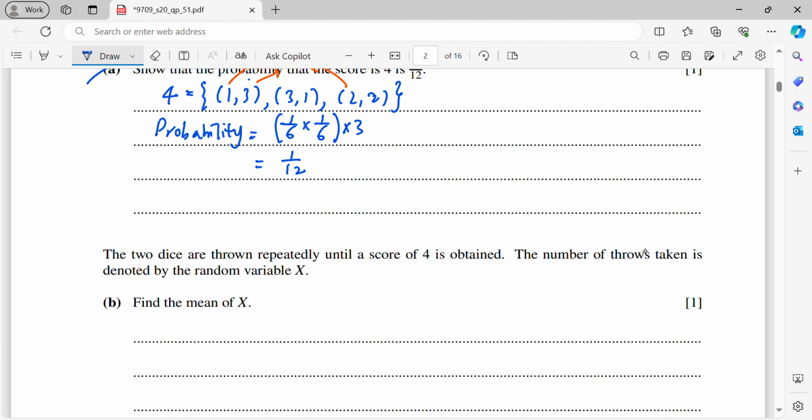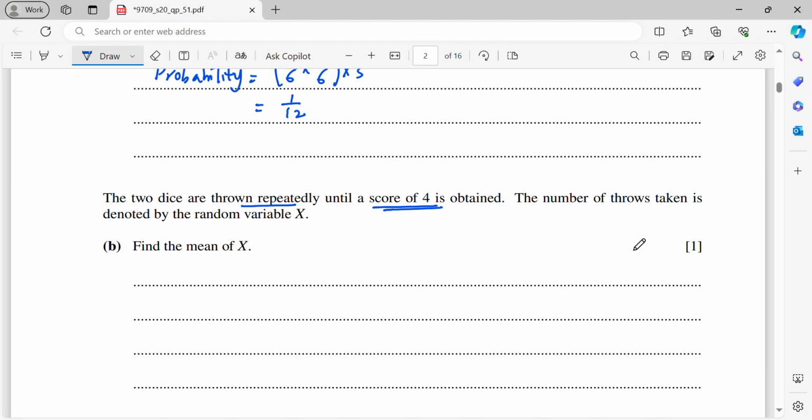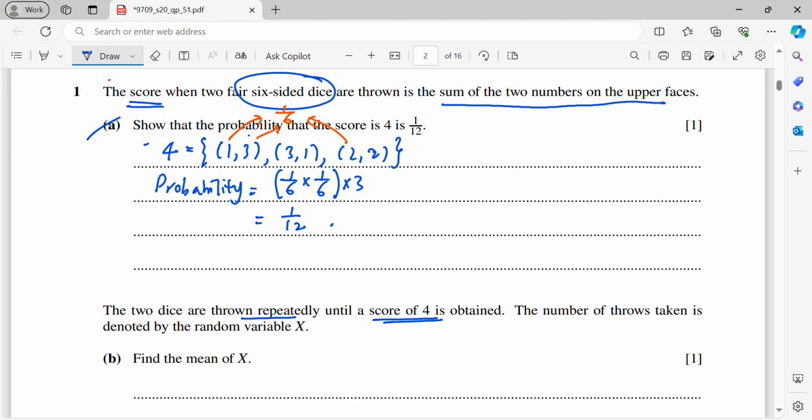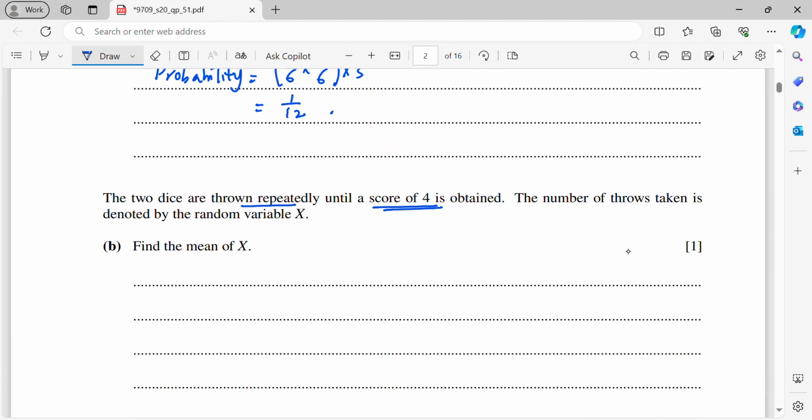Now the two dice are thrown repeatedly until a score of 4 is obtained. The number of throws taken is denoted by x. Find the mean of x. So now here, when you need to throw until you get a score of 4, that means this is geometrically distributed. And I know that to get the 4, the probability is 1/12. So that means x is geometrically distributed with probability of 1/12.